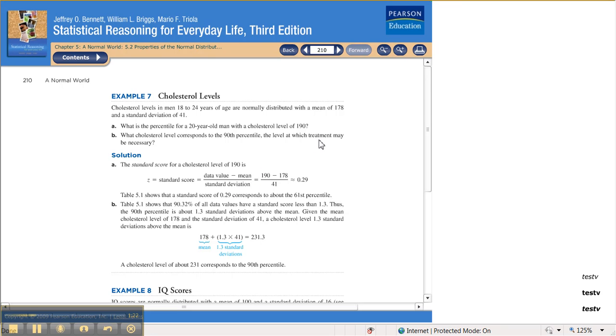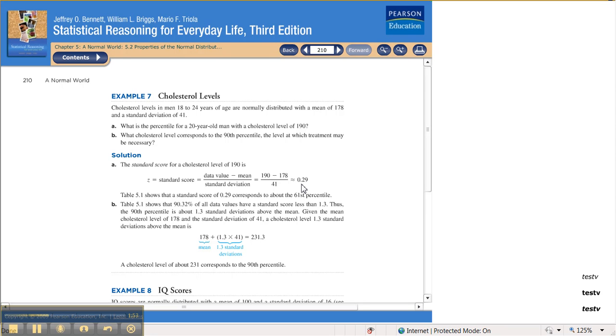So we're going to see how far 190 is away from 178 in terms of standard deviations, or how many 41s that difference is. So we take the z-score formula and we put the 190 minus the mean all over the standard deviation, 41, and it comes out to be about 0.29.